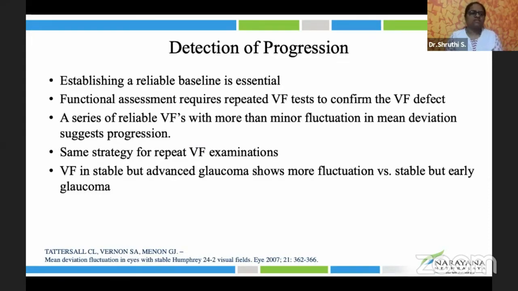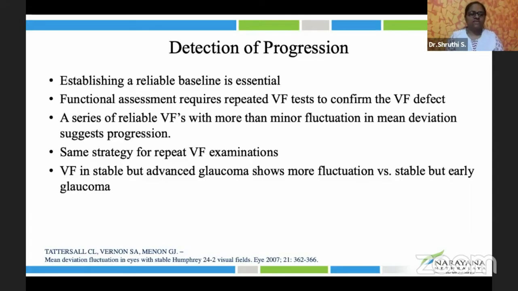So how to detect the progression? What are the prerequisites? We have to establish a reliable baseline. And functional assessment requires repeated visual fields to confirm the visual field defect. At least 2 consecutive visual fields should have the repeatable visual field defect. A series of reliable fields with more than minor fluctuation in mean deviation suggests the progression. The same strategy for repeat visual field examination has to be used. We cannot compare full threshold with SITA like that. So we have to do full threshold only, or SITA threshold only.